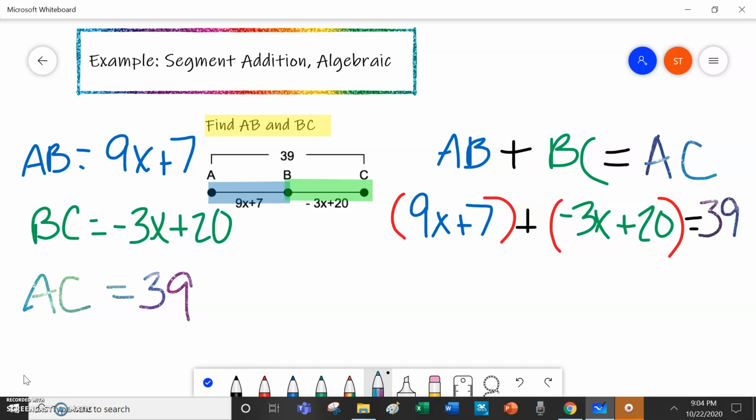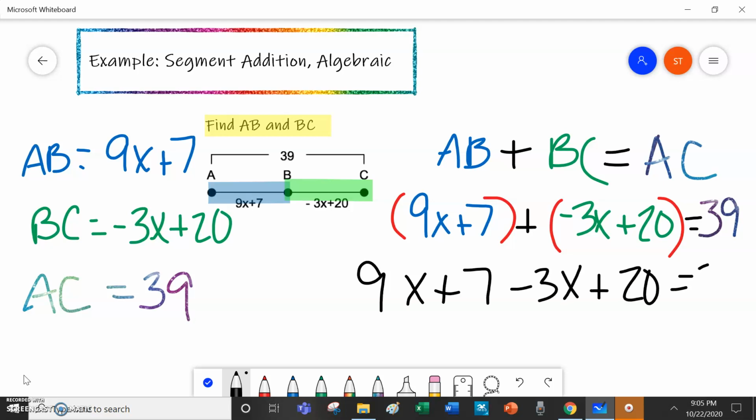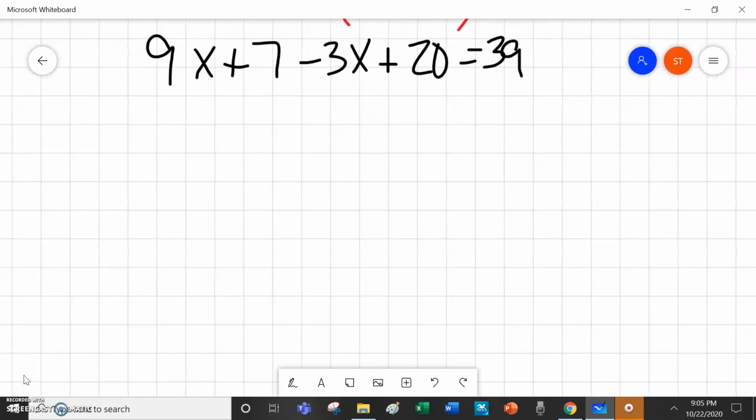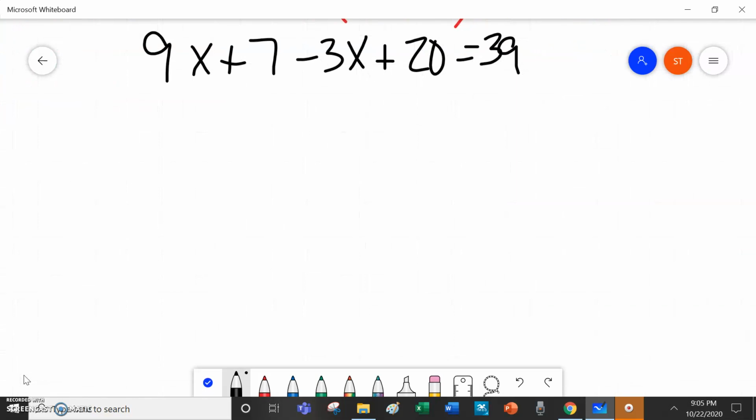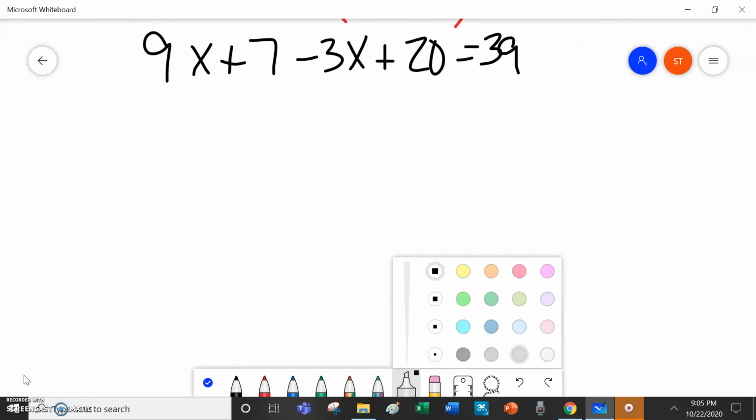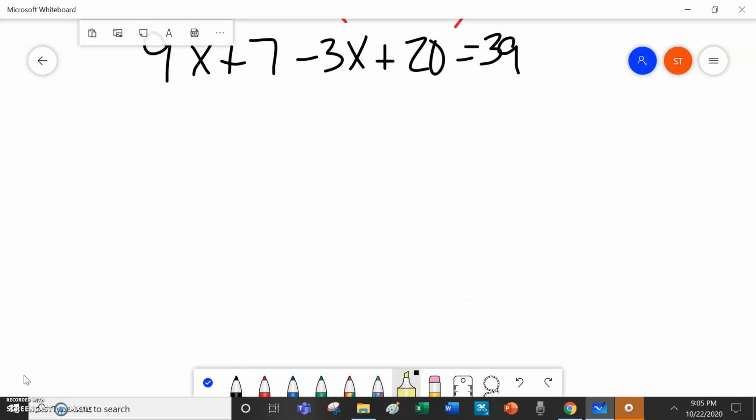So now I'm thinking algebra. This is just a straight up algebraic equation now: 9x plus 7 minus 3x plus 20 equals 39, and I solve this as I would any other algebraic equation. My first step is to combine like terms. I know that 9x and negative 3x are like terms, so 9 minus 3 is 6, so they combine to make 6x.